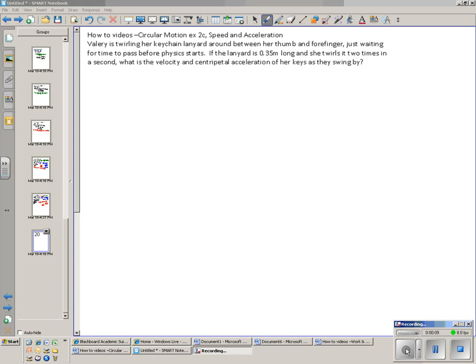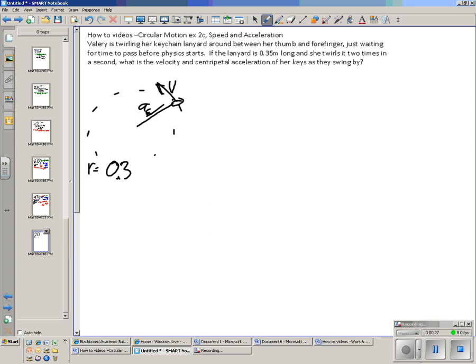Valerie is twirling her keychain around. So we say this is the keychain, and it's going around in a lovely circle like this. So here is the velocity, and that means the centripetal acceleration is going to be inward. We know that the radius is 0.35 meters. And what else does it say?